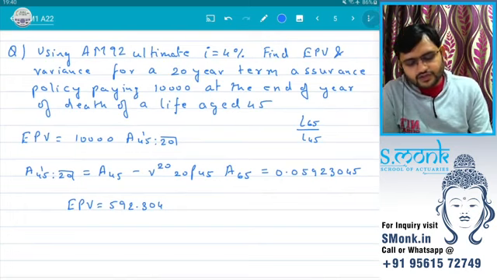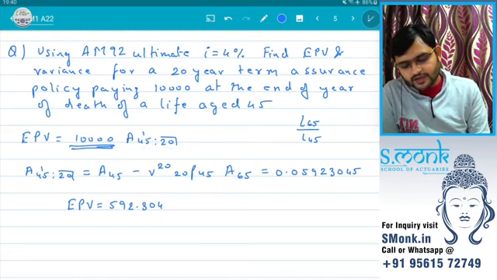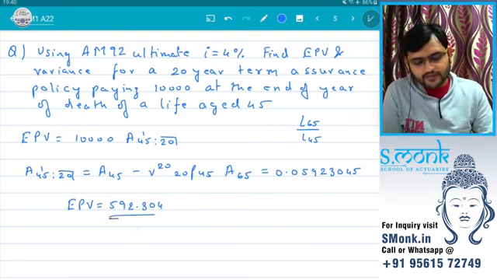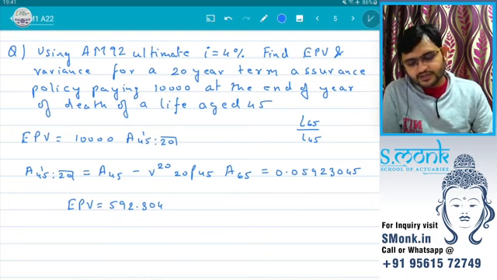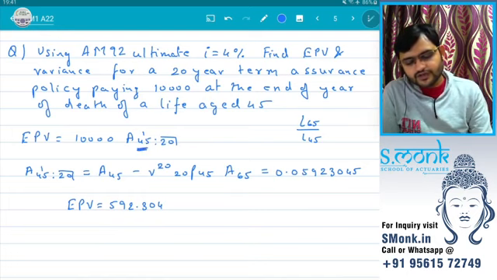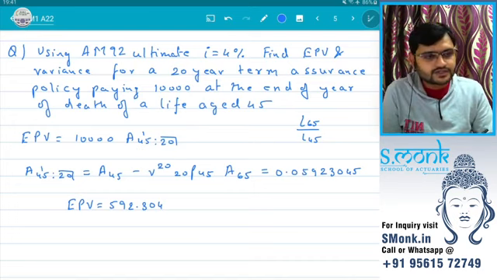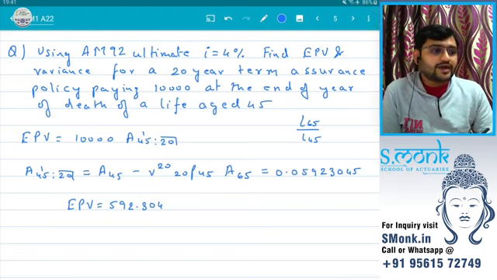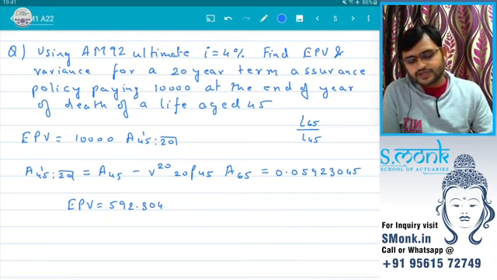So you can see for term assurance of 20 years, for a benefit of 10,000, the total one-time premium comes out to be 592. So for almost 600 rupees, you can clearly see a person aged 45 can buy a term assurance of 20 years, because even between age 45 to age 65, the probability of dying might not be very high. So that is why the term assurance premium is very low.